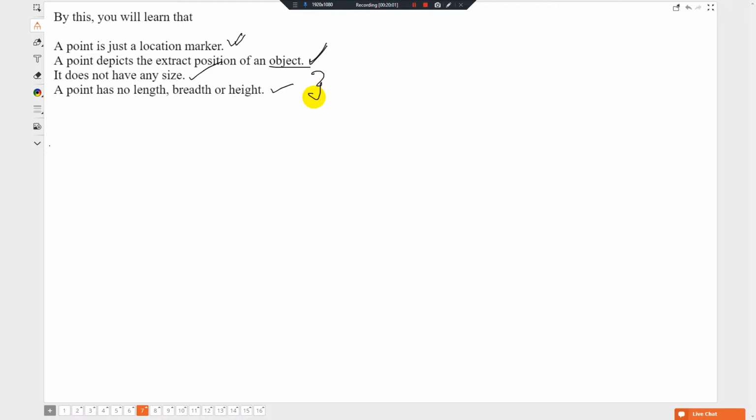And also, please remember, a point does not have length, width, height, or size. It doesn't have any of this. So a point is just a location marker. It marks the location. Now a point depicts the exact position of an object. It depicts, right?